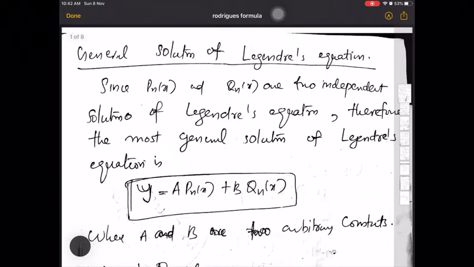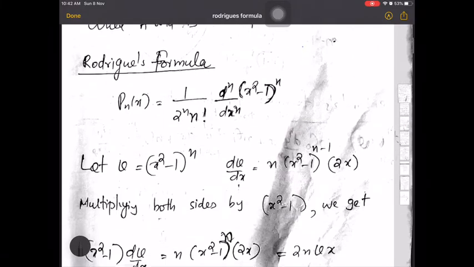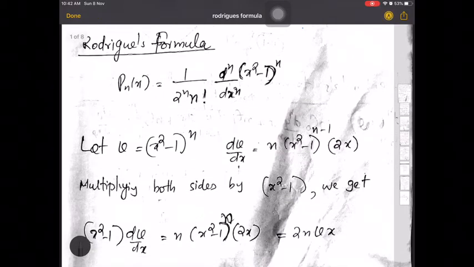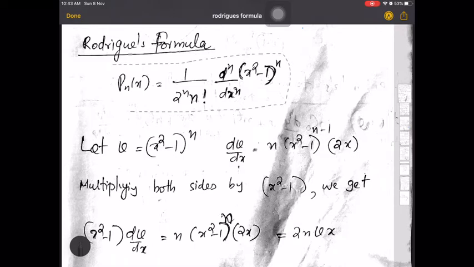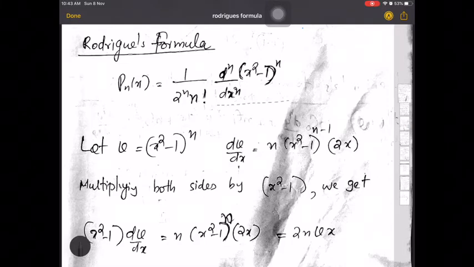Then we are going to have the Rodrigues formula, the Rodrigues formula for the Legendre function Pn of x. Using this formula you can obtain the value of the Legendre polynomial. Pn of x is given by 1 over 2^n n factorial, the nth derivative d^n/dx^n of (x square minus 1) to the power n. So we are going to prove this.